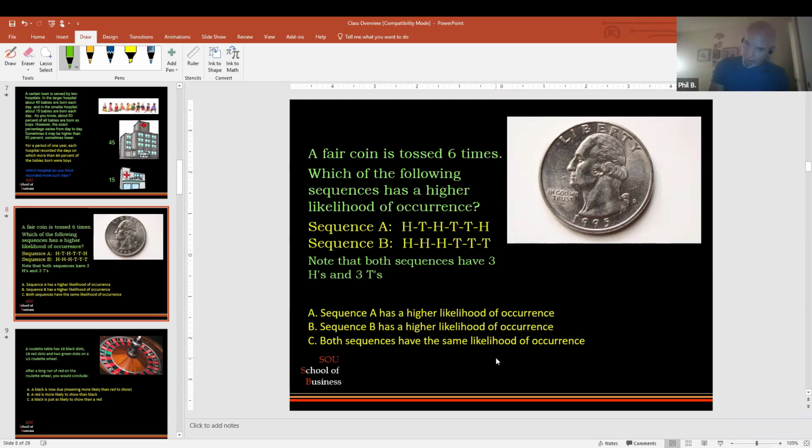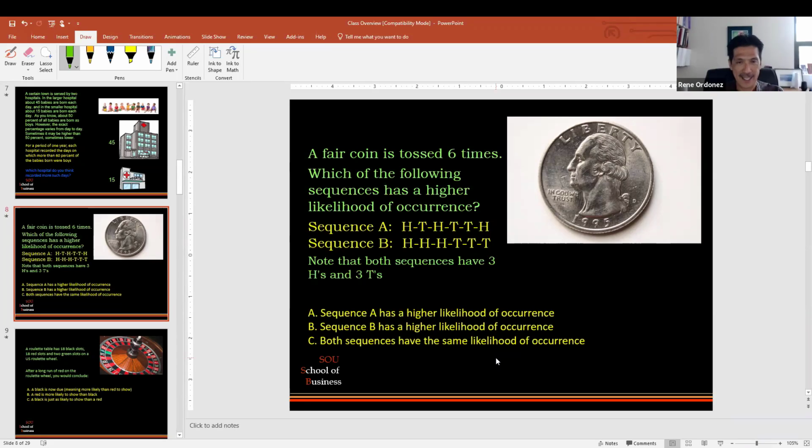I took statistics in 2016, so this is probably a guess, but I'm going to say C because I don't think it matters what order they occur in. They both have 3 heads and 3 tails, so I think it's even.